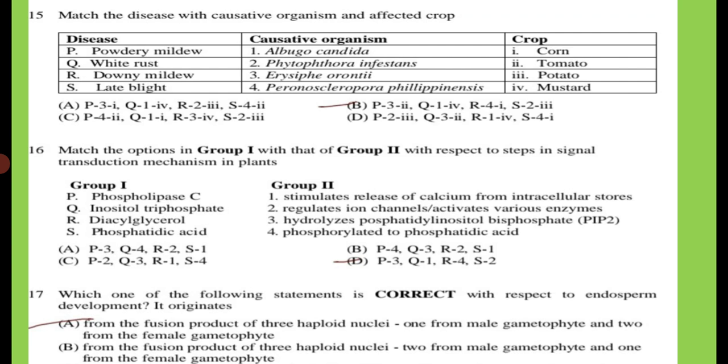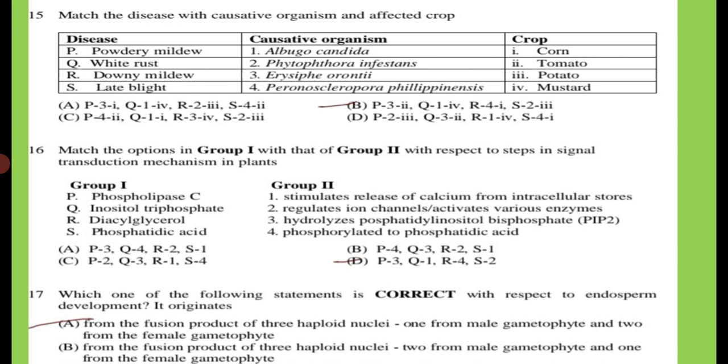The causative organism for downy mildew is Peronosclerospora philippinensis and it is a disease of corn. The late blight disease: the causative organism for this disease is Phytophthora infestans and it is a disease of potato. So option B is the answer to this question.